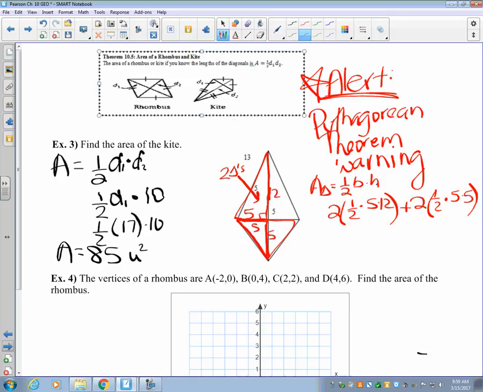So what's half of 2? 1. So when I have half and a 2, I can just go, that's 1. So this is essentially 60 plus 25, which is 85. So you guys are at the point now where we have a couple different methods to find the same thing.